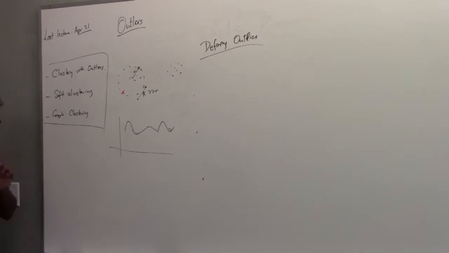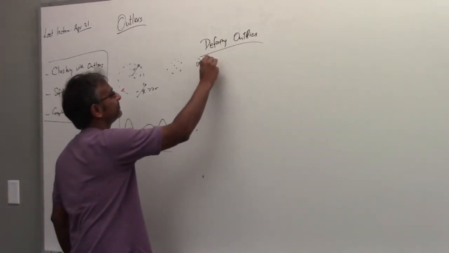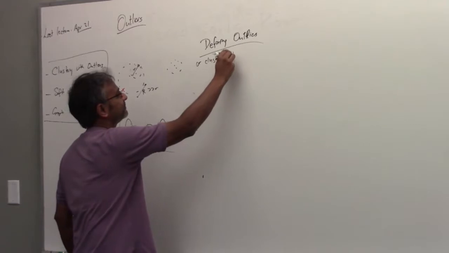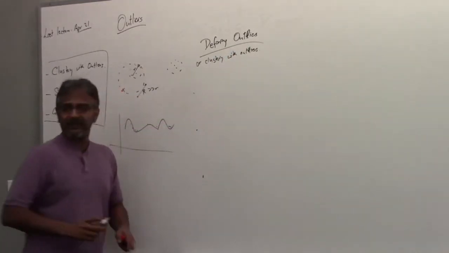Let me say that slightly differently. Why not ask for a definition of outlier? What does it mean to do clustering with outliers? Any thoughts?